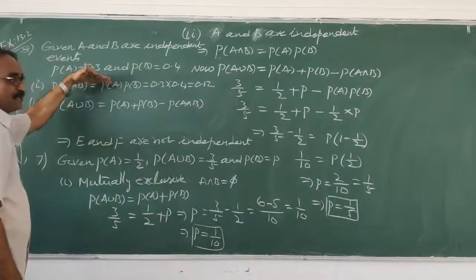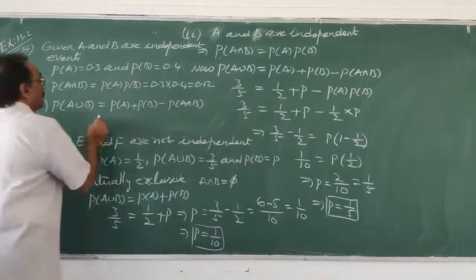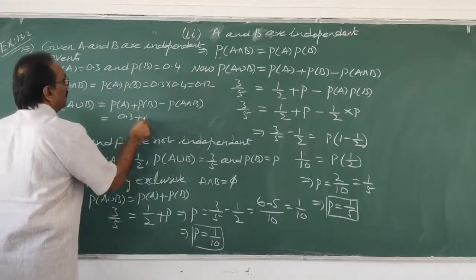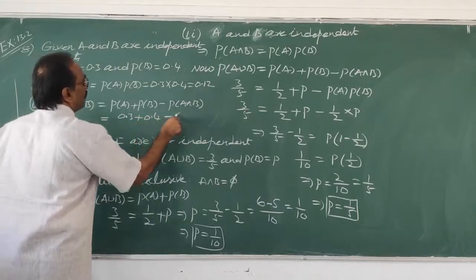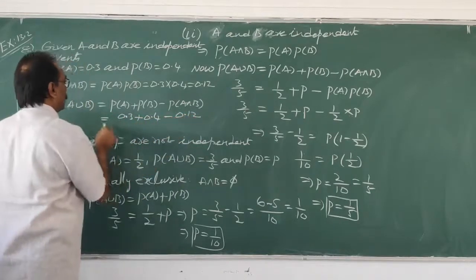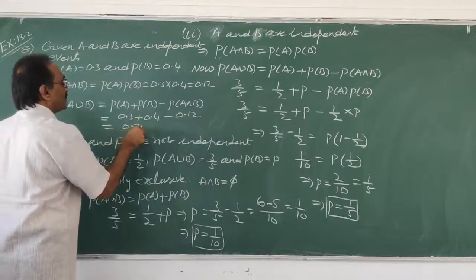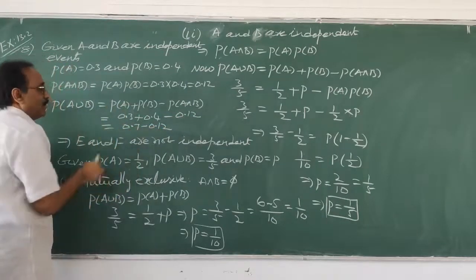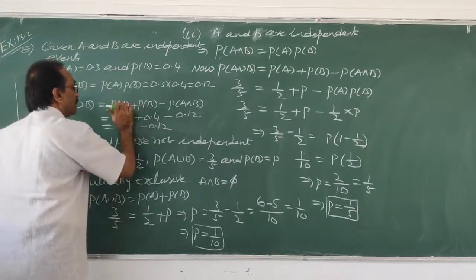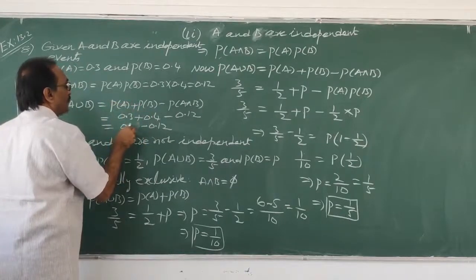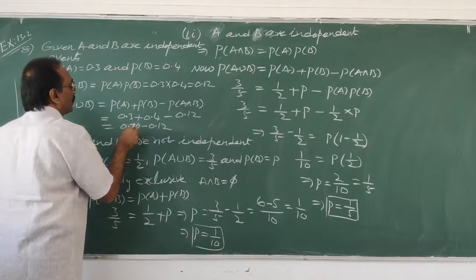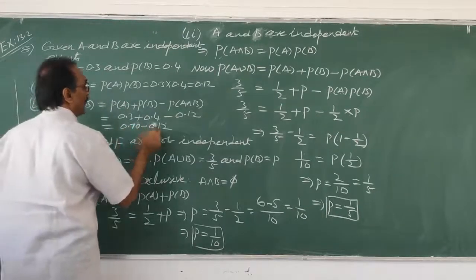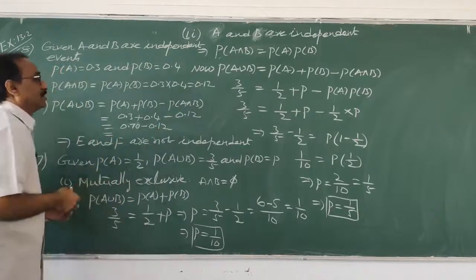Now, we already did this, so let us carry it forward. What is P of A? 0.3. What is P of B? 0.4. What is P of A intersection B? 0.12. So P of A union B is nothing but 0.7 minus 0.12. To help you understand, I will write it here: 0.7 is the same as 0.70. So 70 minus 12, how much will you get?